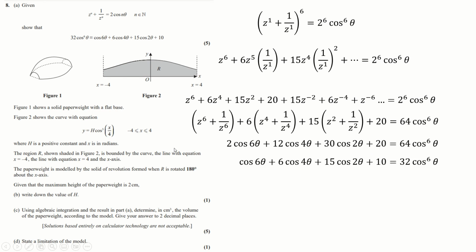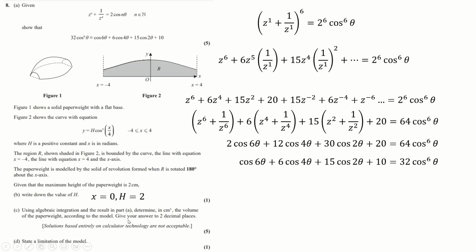So that's a nice 5 marks. There's a thing being modelled like this. Cool, it's going to be rotated, they've given us in bold here, 180 degrees around the x-axis, not 360. So we're going to do pi over 2 at the front of our integral of y squared dx, I believe. The maximum height is 2, the maximum height is clearly here, where x is 0. So when x is 0, cos is 1, so h is 2 as well, so that's fine.